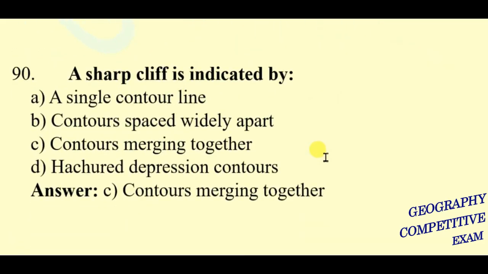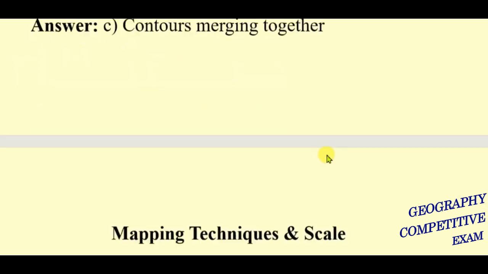Question 90. A sharp cliff is indicated by a single contour line, contour spaced widely apart, contour merging together, hatchet, depression, contours. Here the right answer will be contours merging together. That is called as cliff.